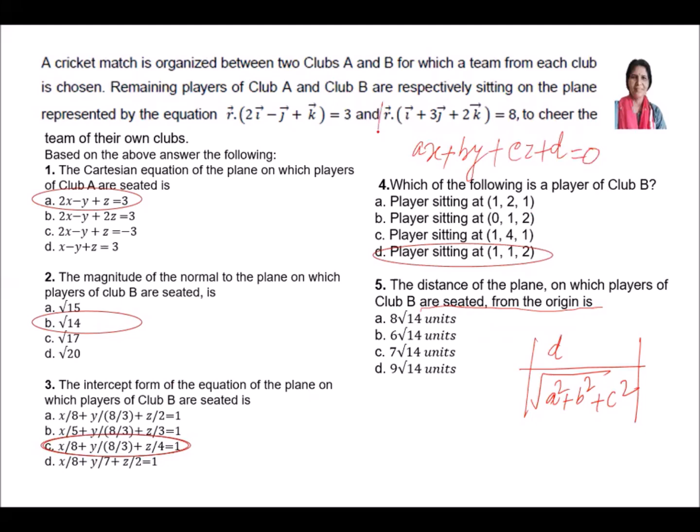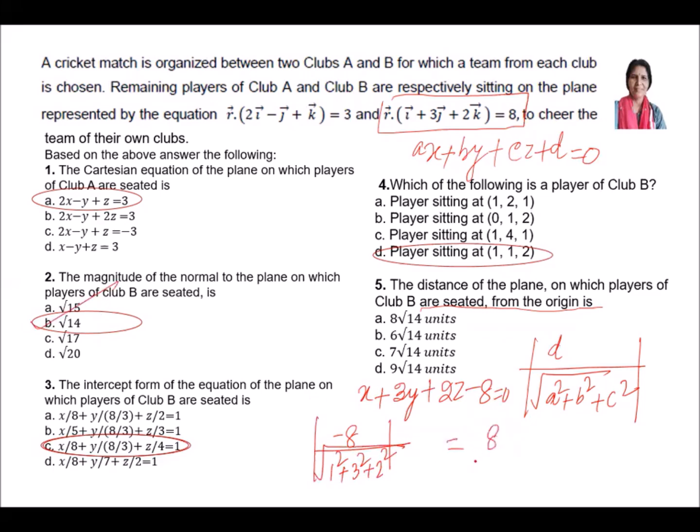So here the equation is in Cartesian form: X plus 3Y plus 2Z minus 8 is 0. So I'll write modulus of minus 8 upon the square root of 1 square plus 3 square plus 2 square. This we have already found out in part B. So it will be 8 upon square root 40. So A is the answer of this question.